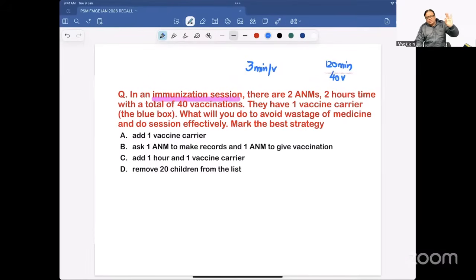When a lot of children have come to the center, you cannot remove them from the list. No chance of immunization should be missed in the RCH program of India. Adding a vaccine carrier will not speed up the process. Right? So what is logical? They divide the work. Documentation is equally important as vaccination. So let one of them work on the documentation, maintaining the records, and one of them work on the vaccination.